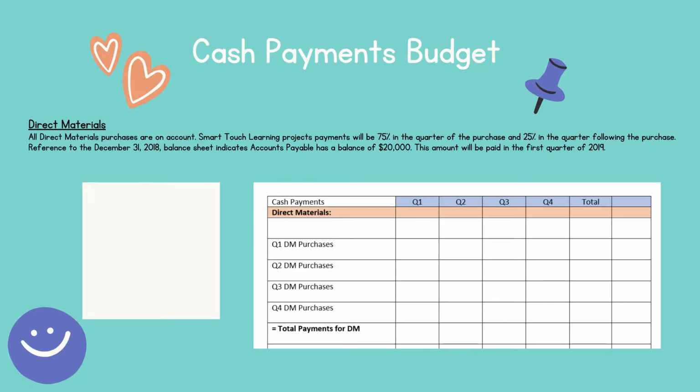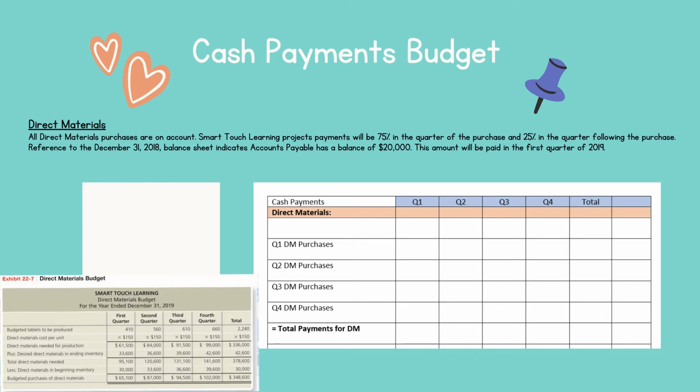Now, the cash payments budget includes payments for direct materials, direct labor, manufacturing overhead, selling and administrative expenses, income tax expense, and capital expenditures. So any payment you're going to make, you need to include it in your cash payments budget. So we're going to start with direct materials. We need to go back to the purchases budget, which we prepared earlier. I need only this row, the budgeted purchases of direct materials.